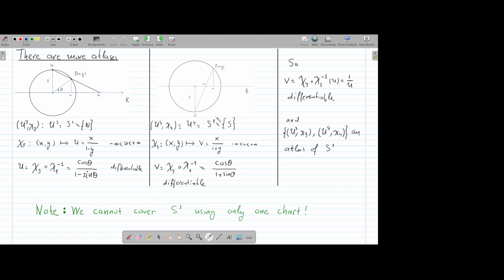It is also easy to see that the union of U3 and U4 is the whole circle S1. Therefore, the two coordinate systems define an atlas on S1. So you see that so far we have not been able to find an atlas that contains less than 2 charts. And in fact, it is not possible to do so because S1 is topologically inequivalent to the real numbers.